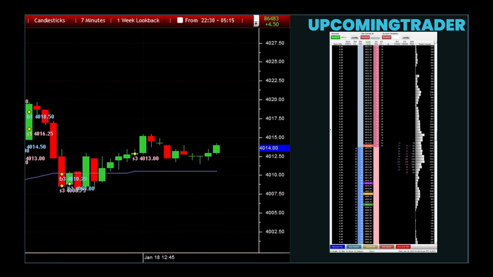One of the most important levels that volume profile gives you is something called the point of control. This is a very special price level because it is the price where the most trading volume happened. Think of it as the center of gravity for the market.